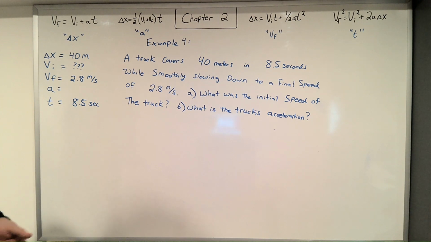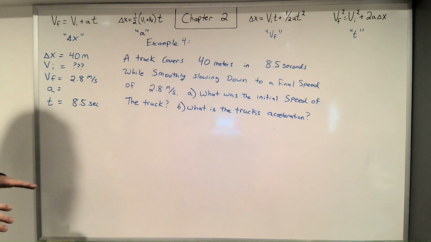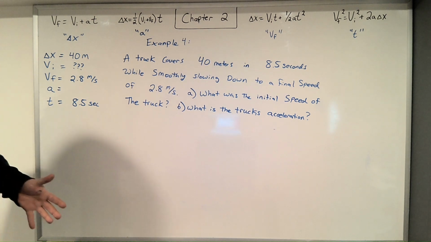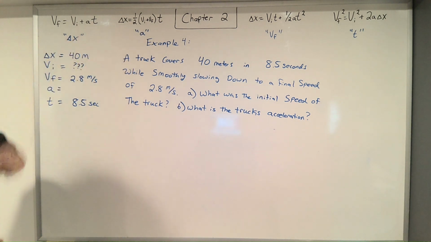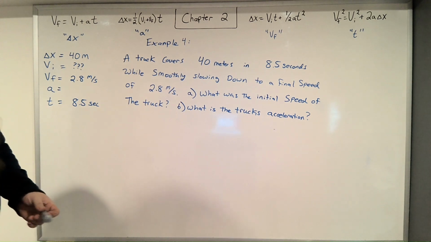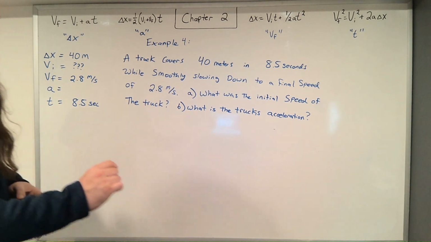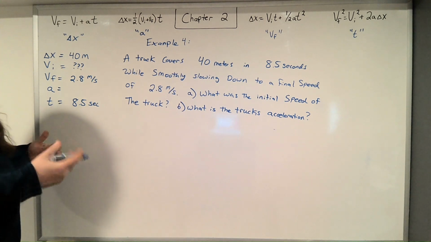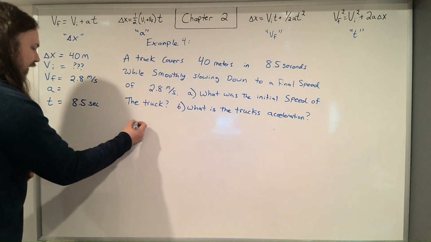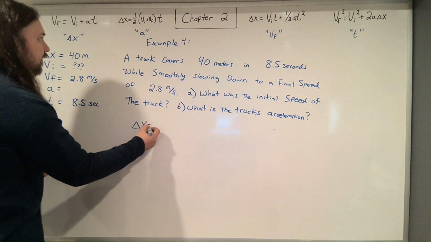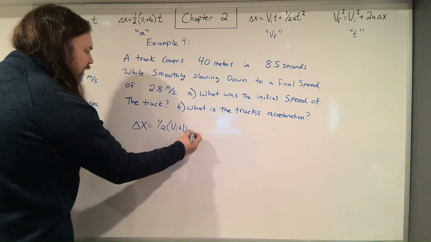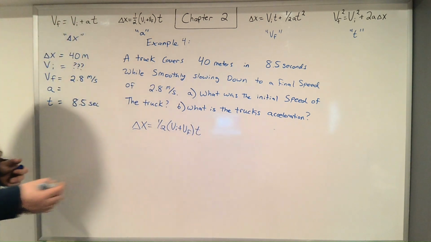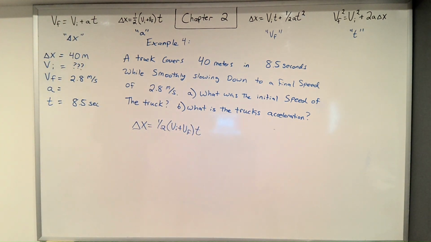So you would grab the equation that has nothing to do with A. If A is something we don't care about, pick an equation that doesn't have it in it. Okay? There's only one equation up here that has A omitted. That's your clue. That's the equation you want to use because it doesn't deal with A. So let's grab that equation. We have delta x is equal to 1/2 (vi plus vf) times t.